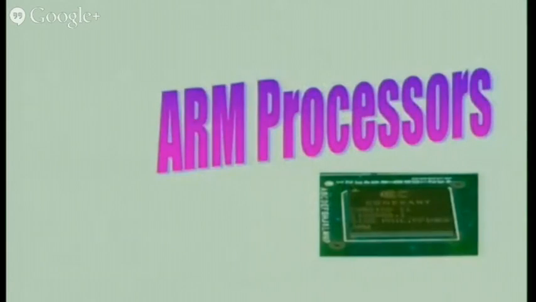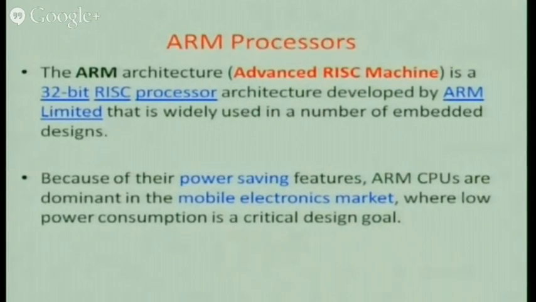Now, the first one is the ARM processor. This ARM processor, Advanced RISC Machine, is a 32-bit RISC processor architecture, 32-bit wide, developed by ARM Limited, that is widely used in a number of embedded designs. We can say that around 75% of applications available in the market for the embedded industry are built around this ARM type of embedded processor.